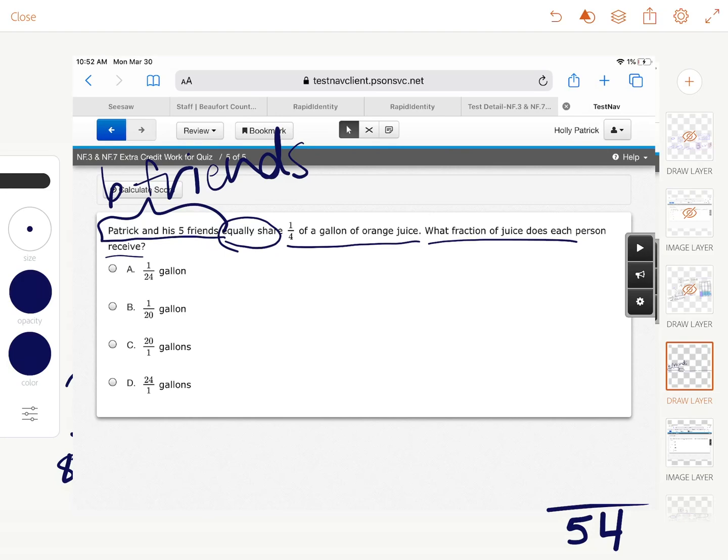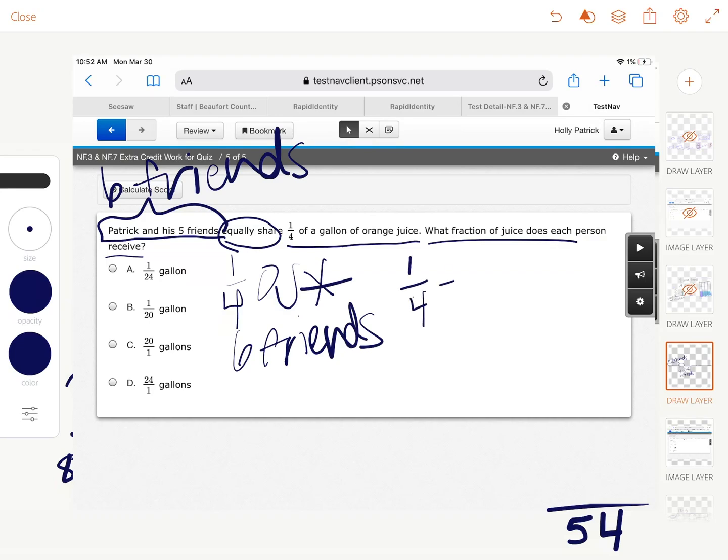Okay, so this means I have 1/4 of OJ, and I have 6 friends. Well, we all know, and friends don't let friends cut each other up. So we are going to be dividing our 1/4. So we're going to say 1/4 divided by 6 for our 6 friends. Okay, so 1/4 divided by 6. Start with a fraction, end with a fraction.